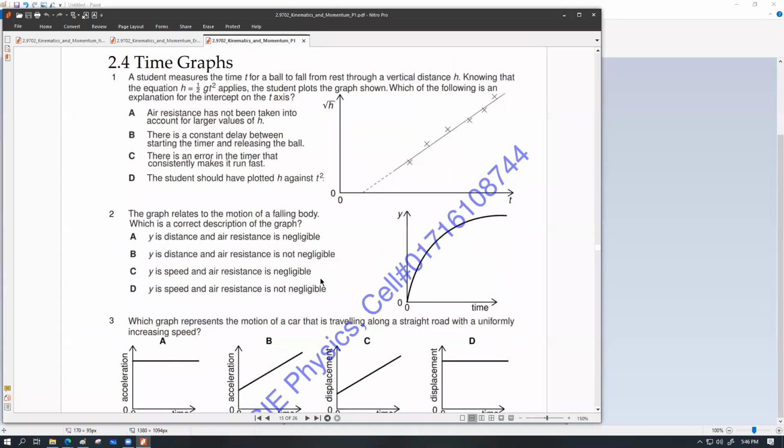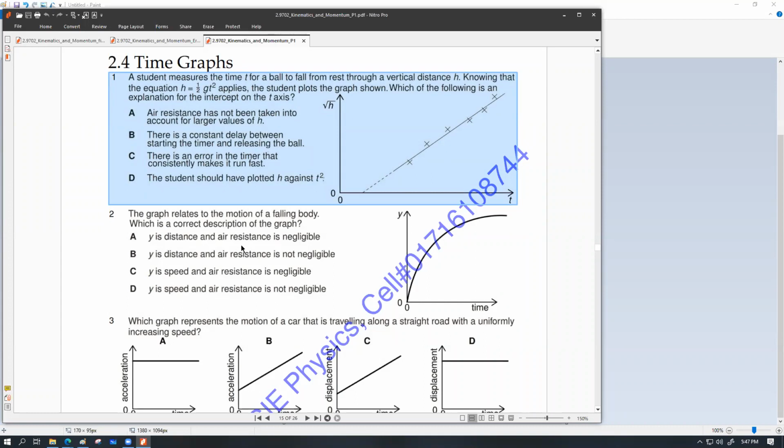Have a look. Question number 1. I'll discuss number 1 anyway. A student measures the time t for a ball to fall from rest through a vertical distance h. Knowing that the equation h equals half g t squared applies, the student plots the graph shown. Which of the following is an explanation for the intercept on the t-axis?